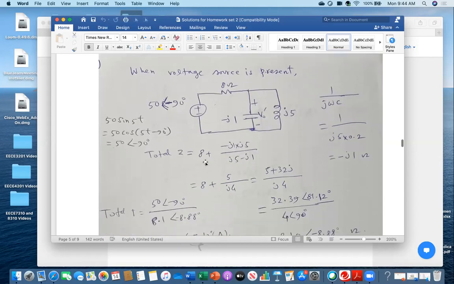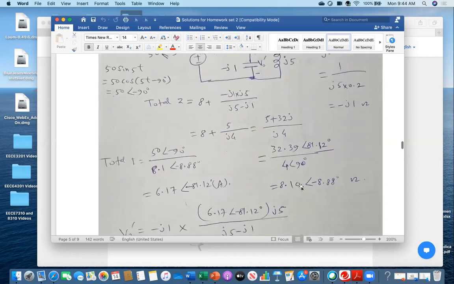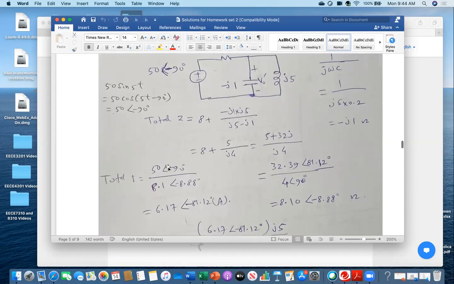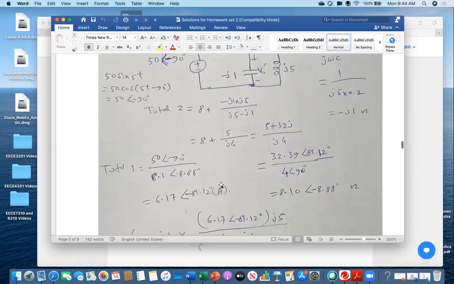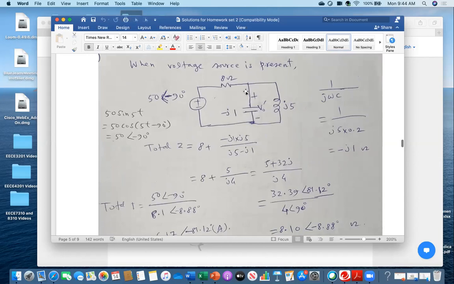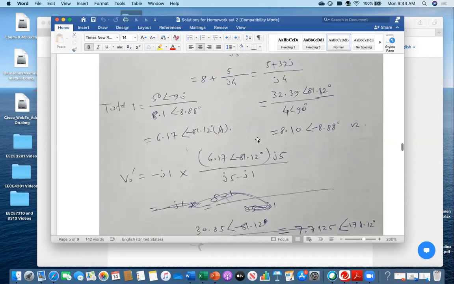So everybody see what I am doing. First I am finding the total impedance. What is the total impedance? These two are in parallel. I am making the parallel calculation plus the series 8. So then I got the total impedance, 8.10 angle minus 8.88. And then I am finding the total current here. And once I get the total current, I just need to find out the current flowing through this one, because I need to know what the voltage across it is. So you see, I am doing that.